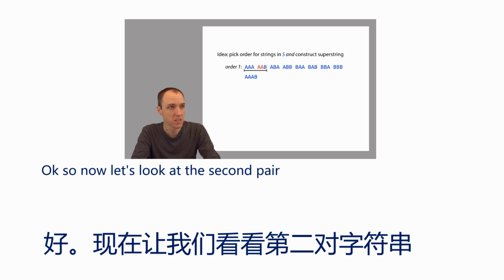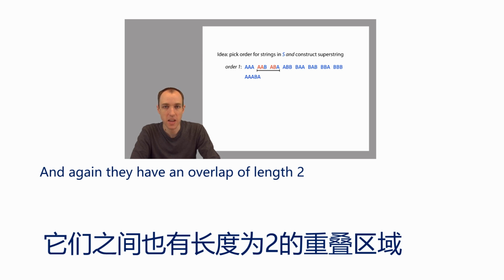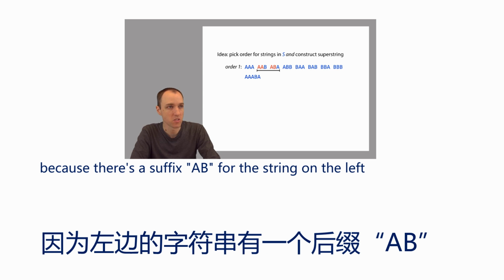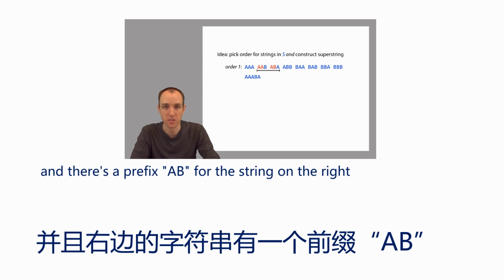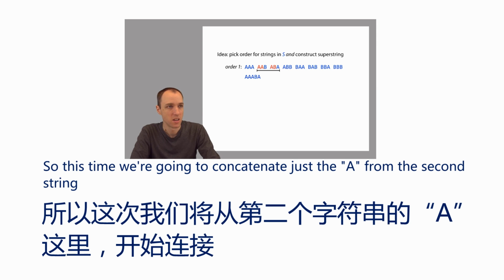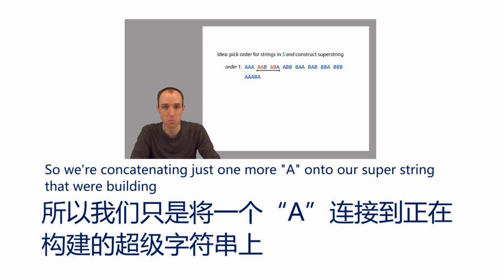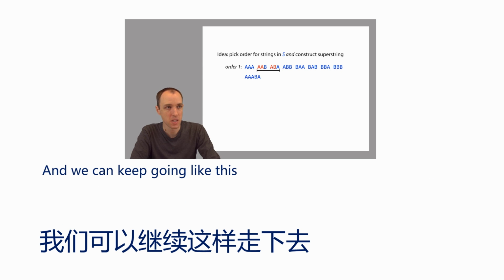Okay, so now let's look at the second pair. Again, they have an overlap of length 2 because there's a suffix AB for the string on the left, and there's a prefix AB for the string on the right. So this time we're going to concatenate just the A from the second string. So we're concatenating just one more A onto our superstring that we're building. And we can keep going like this.